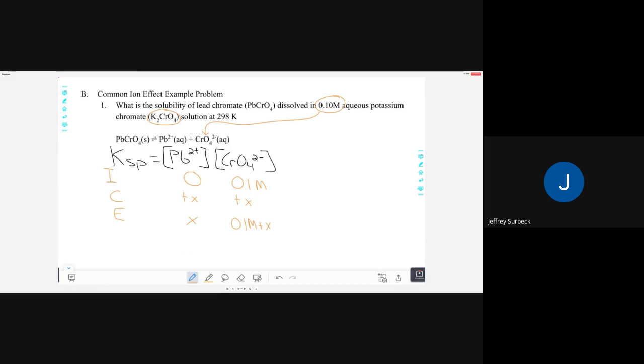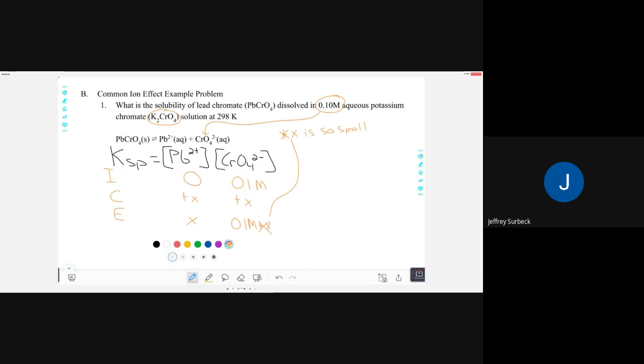Now let me ask you this. Has x been a really small number or a really big number? Small, very, very small number. So I'm going to put this statement: x is so small that plus x really isn't going to change this number. So in this case, we could just say that's 0.1. So when we factor this back in and find the solubility of this scenario, all we have to do is this.